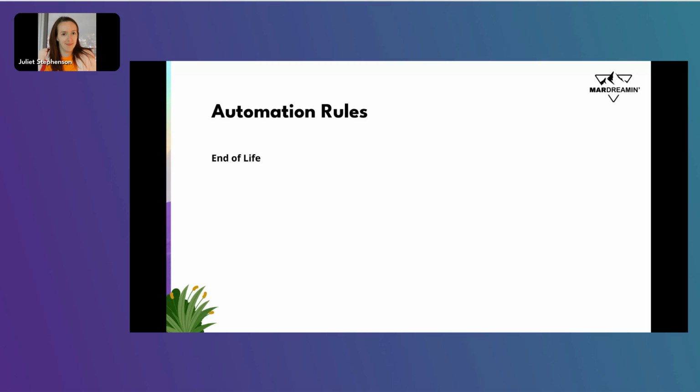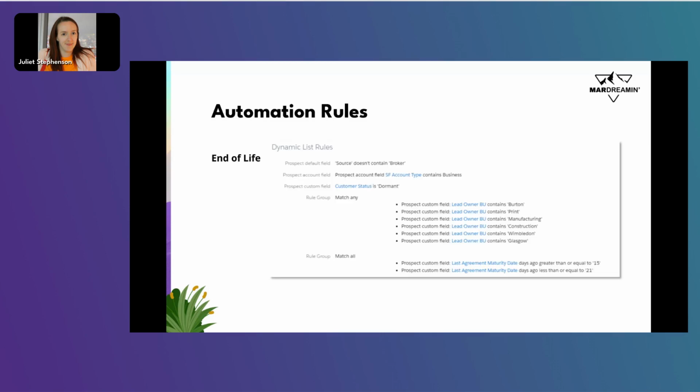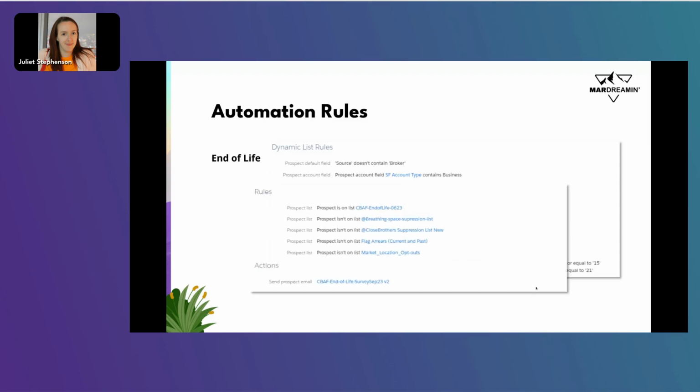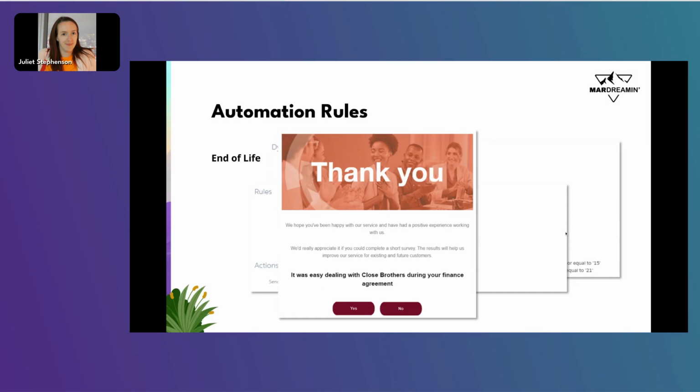Next slide is end of life. So again, we created a targeted dynamic list. And we're looking for customers whose agreement ended just over 2 weeks ago. And the automation rule, again, looks for the people on that list, suppresses who we want to suppress, and sends them the end of life email. Here it is. Survey question, and next should show the survey itself.